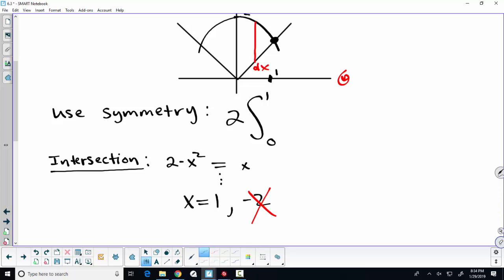If we wanted to find the other point of intersection, we would say, when does the quadratic equal negative x? Because that's a line, negative x for negative values. But it's symmetric, so we would expect that other value to be negative 1.